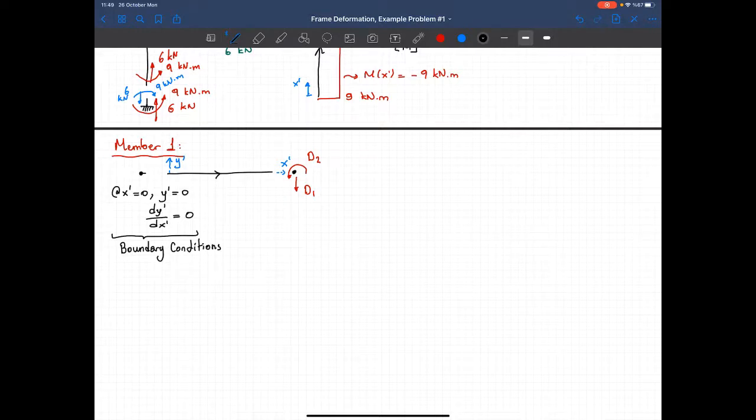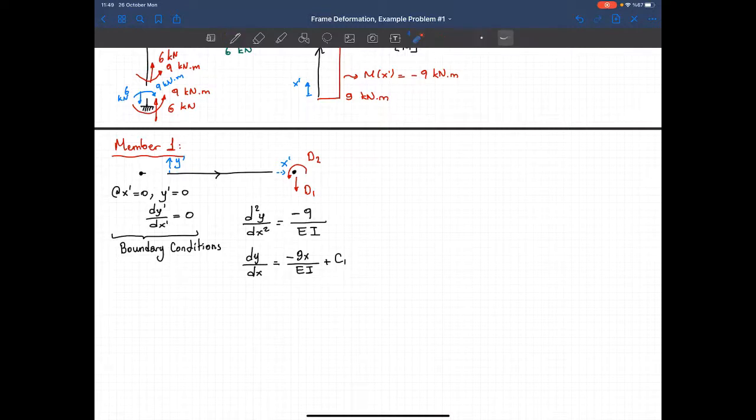And I got two unknowns, which are d1 and d2. So let's write the differential equation. d squared y over dx squared is equal to the moment, minus 9, divided by EI. Okay, that's the governing differential equation for the first member. Now integrate that member once. So I obtain dy over dx is equal to minus 9x divided by EI plus C1.